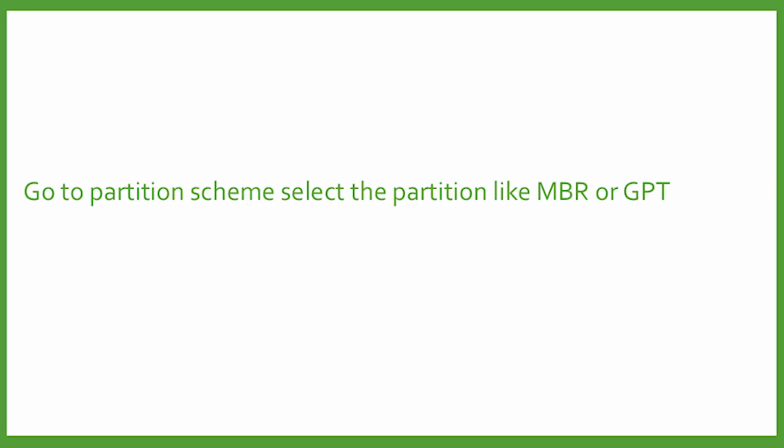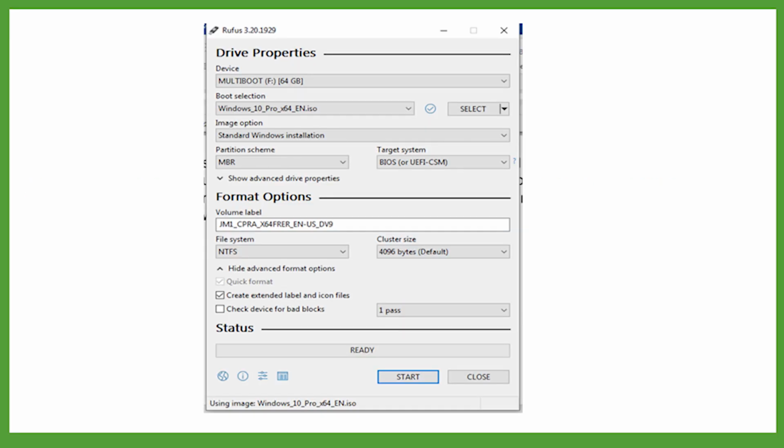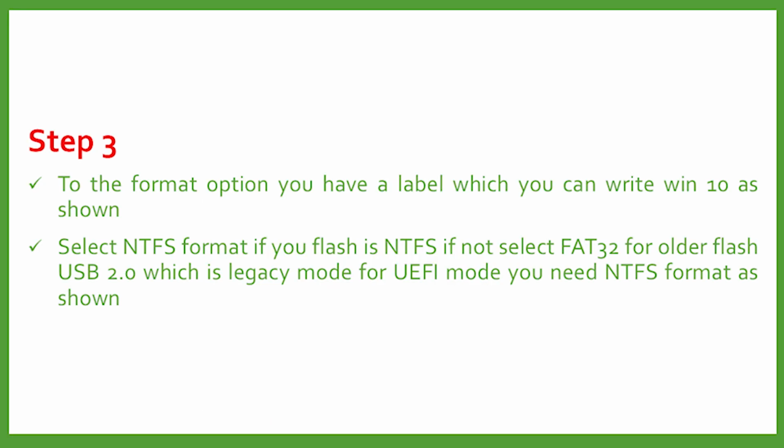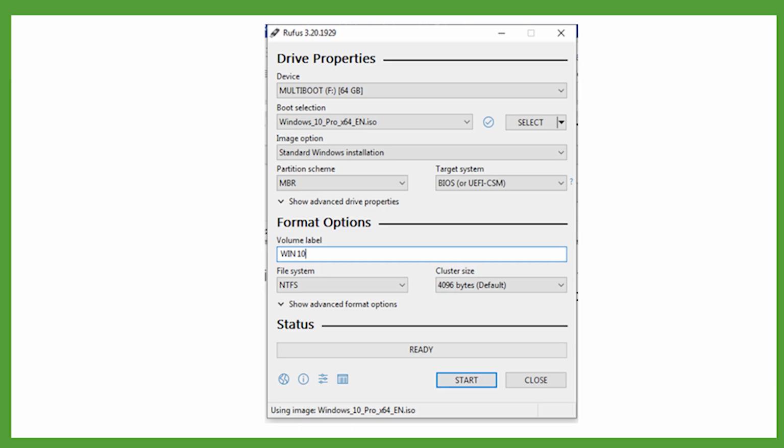Go to partition scheme and select the partition like MBR or GPT, depending on your hard disk partition. You format your hard drive. For now we'll use MBR partition because if your computer boots in legacy mode you must use MBR, and if it is UEFI you need to select the GPT partition scheme as shown. Step 3. In the format options you have a label, which you can write as Win10 as shown, and select NTFS format if your flash drive is NTFS. If not, select FAT32 for an older flash drive, USB 2.0, which is legacy mode. For UEFI mode you need NTFS format as shown.